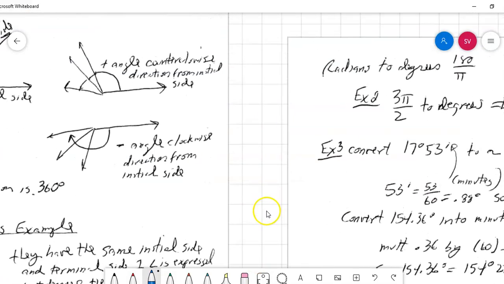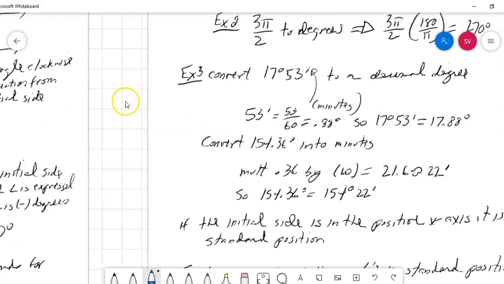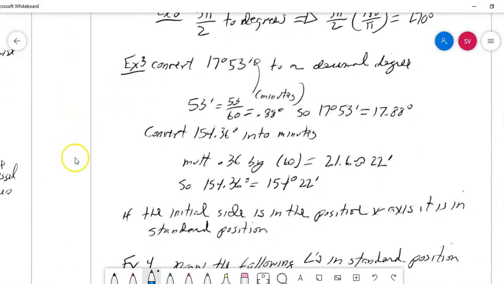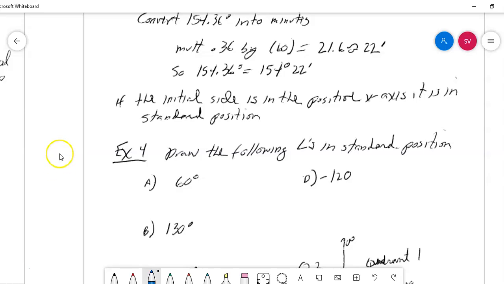Okay, and that looks like it's the same slide.